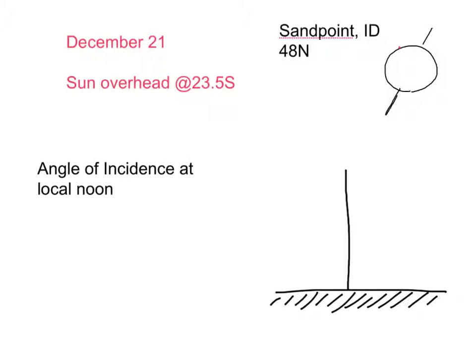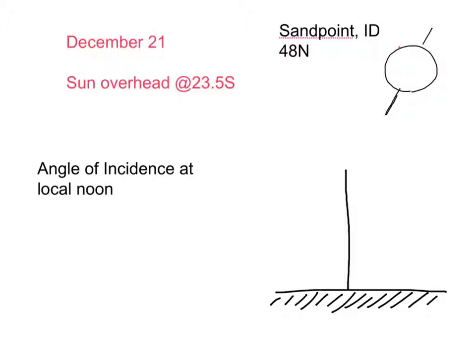One is the latitude of Sandpoint, Idaho at 48 degrees north latitude, and number two is the latitude at which the sun is directly overhead at 23.5 degrees south latitude. So if we think about how it's going to impact the angle of incidence, let's think about our local normal here. So we can consider this diagram down in this area. The way this works is that basically we add together both of the numbers that we're seeing here.